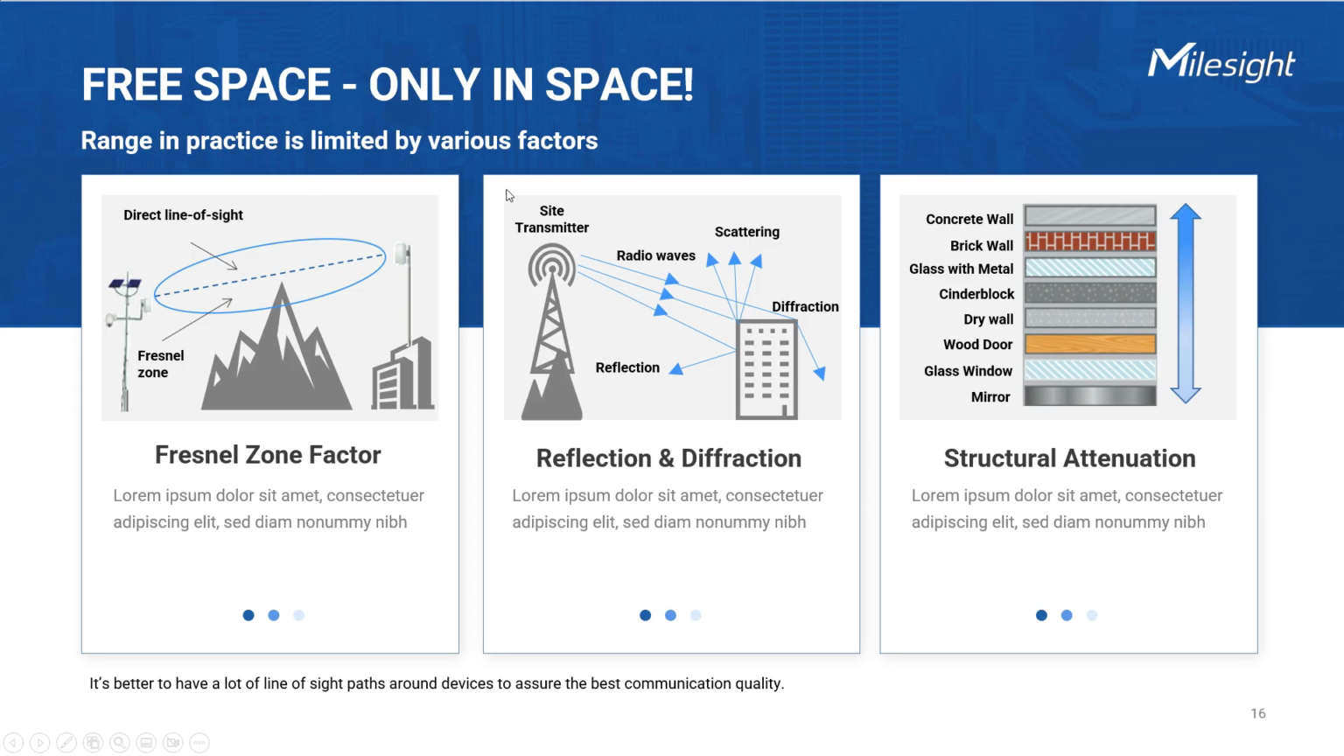So the buildings, the trees, the materials, things like that, there's reflection and diffraction. So there are buildings with a lot of glass that reflect a radio frequency signal, and also there is a Fresnel zone. You must have a lot of line of sight paths around your devices to assure the communication quality. So your range is limited, is shortened by all of these factors.